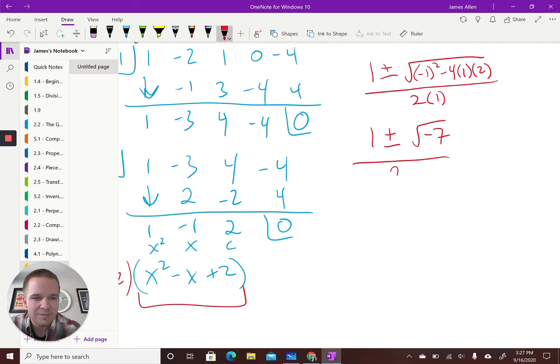Oh, man. Negatives inside of a radical? Can we handle that? Jenny, can you handle that? I don't know. Maybe she, there she is. Nope. She can't handle that, but we can.